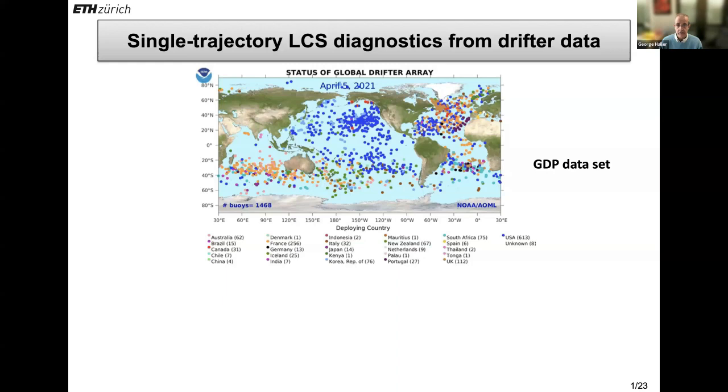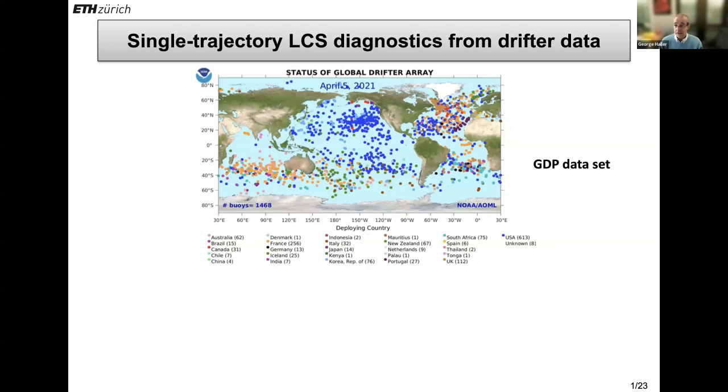I took a snapshot of the global drifter project, or drifter array project. I think you can see the date there, April 5th last year, because I was working on something and I needed it, but you can go anytime to this GDP data set. It's a wonderful thing. It shows you the current locations and even national origins of these drifters in the ocean. Now, this looks like a lot of drifters, right? But given the size of the ocean, this is a very sparse data set.